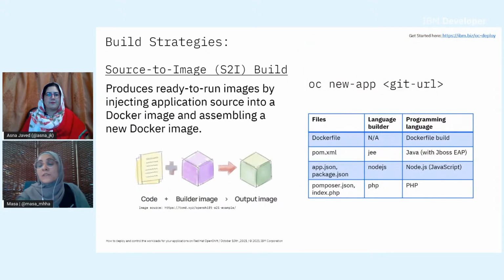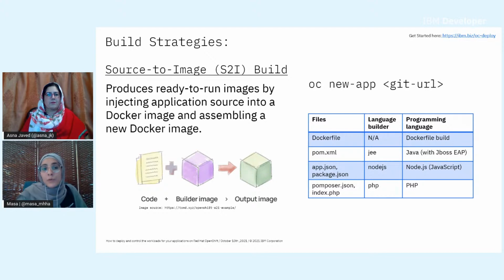The next build strategy is source to image. So source to image build simply takes ready to run images. It produces ready to run images by taking the application source code and a builder image. The builder image could be a Docker file, for example, and it can be anything. So your builder image can be taken from your source code repository, your GitHub repository, or it can be taken from the registry.